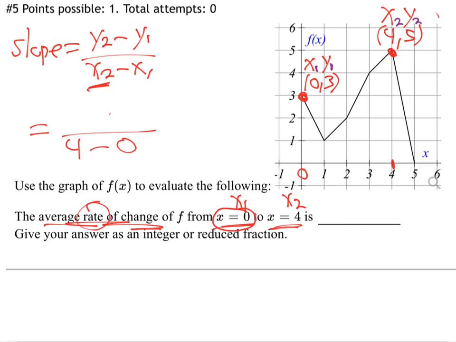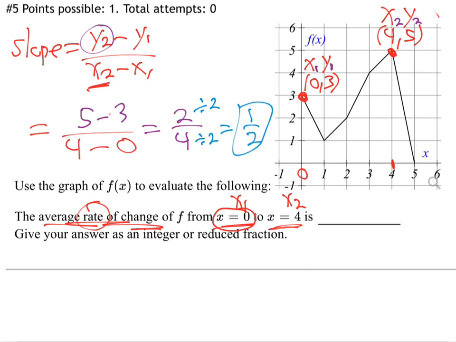All right, so on the top, I'm supposed to take y2. Which one's y2? The 5. Minus the y1, 3. And we get 2 over 4. What do we do with that fraction? Reduce it, yeah. Divide by 2, top and bottom. 1/2 is the answer. So average rate of change, a rate is always a slope. Just find the x1, y1, x2, y2.